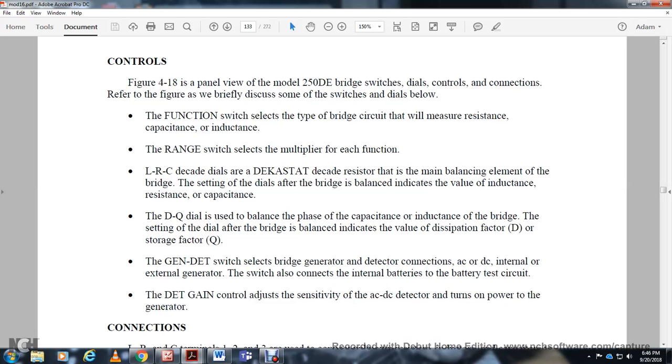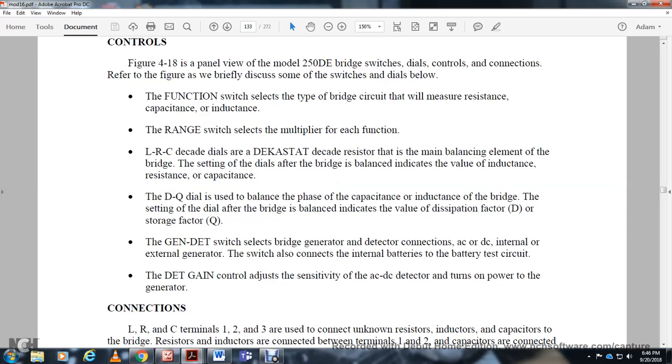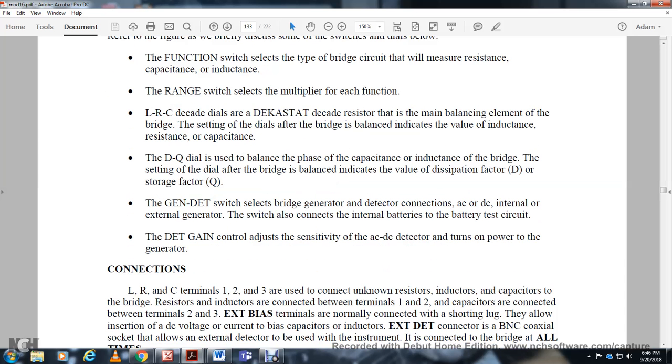The DQ dial is used to balance the phase of the capacity and inductance of the bridge. The setting of the dial indicates the value of the dissipation factor or the storage factor. The G switch selects the bridge generator and detector connections to AC and DC, internal or external generator, which also connects the internal battery to the battery test circuit. The DET gain contains the control for adjusting the sensitivity of the AC detector and turns on the power to the generator.